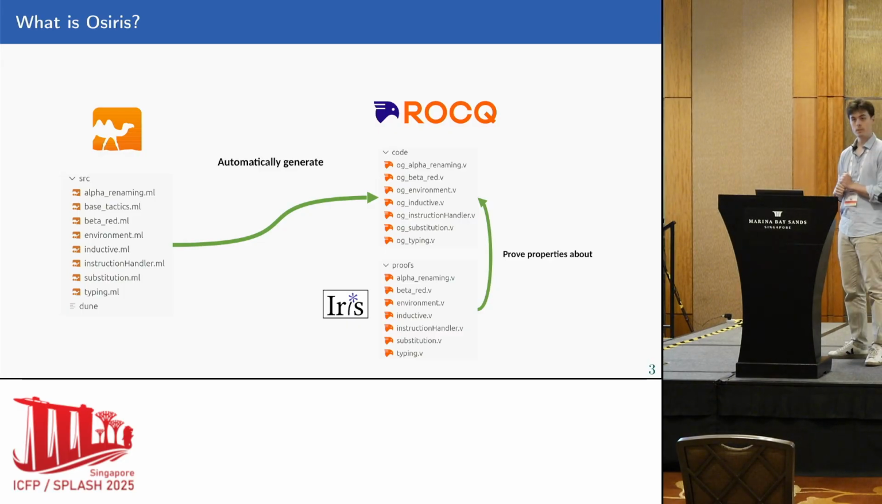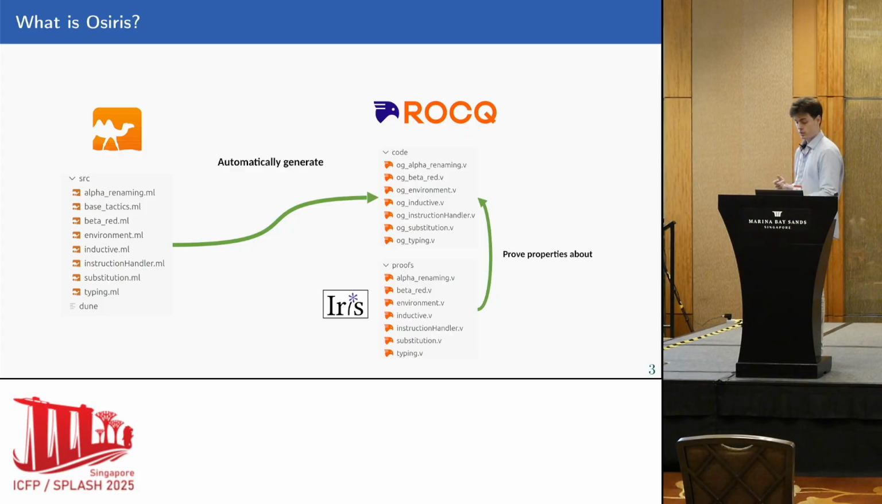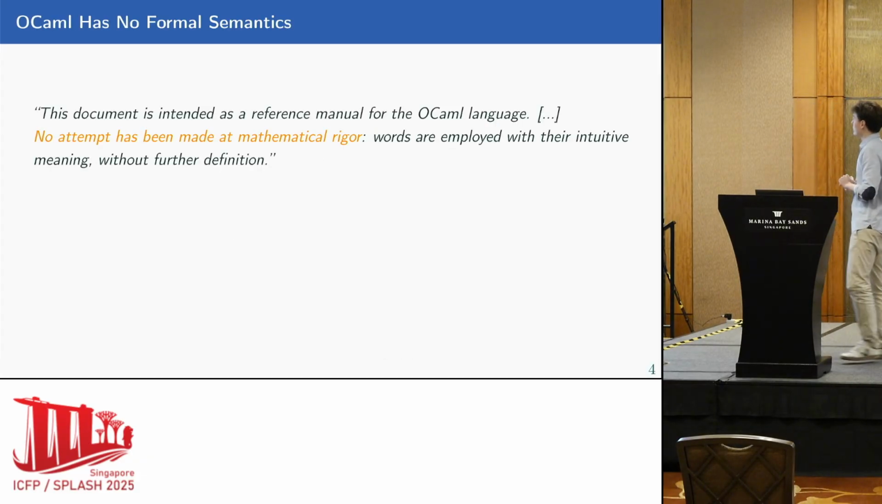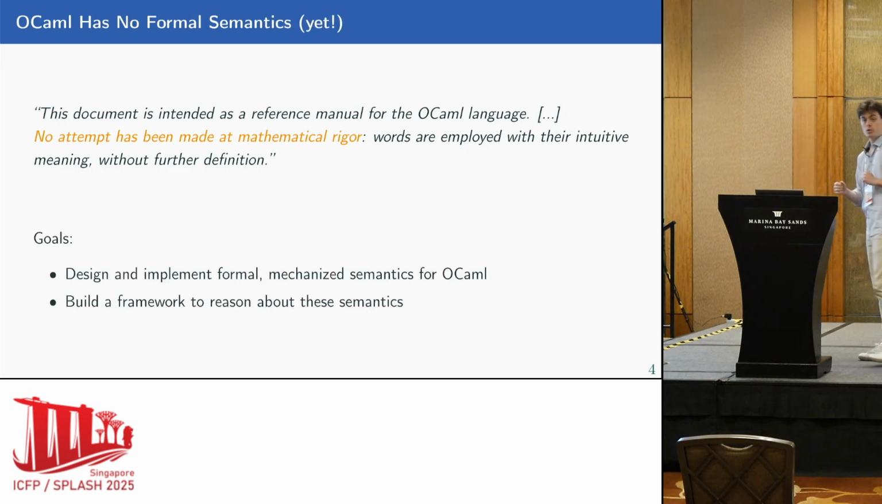OCaml has the reference compiler. It has the language manual. Unfortunately, neither of these are much help. This is an excerpt from the language manual. They're not formal. It's a natural language description. So it'll be down to us to modelize the semantics. So this project has two main parts. The first is we're actually modeling the semantics of OCaml. That's a goal in of itself. And the second is we'll be building some program logics on top of these semantics.